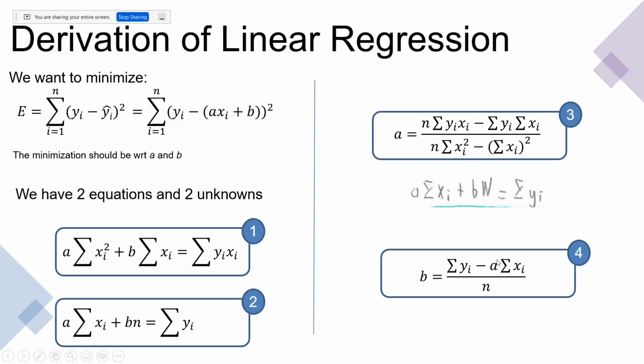We already know what a is. We first find out a, and then we use the value of a here with the other observation values, and we get b from this equation as well. So this is basically the derivation of linear regression. I know that was a little bit complicated. That's not really easy to grasp.